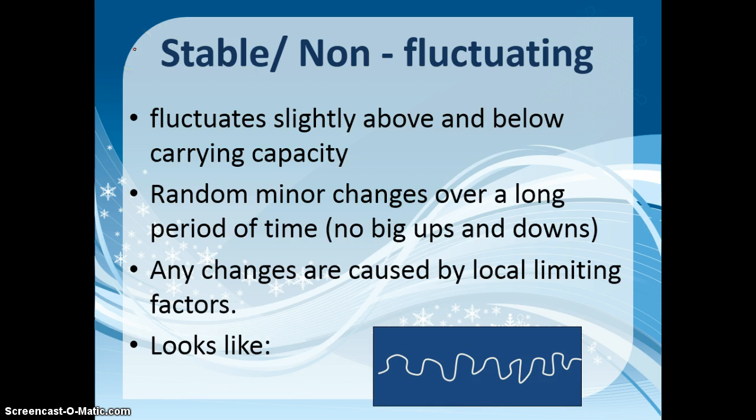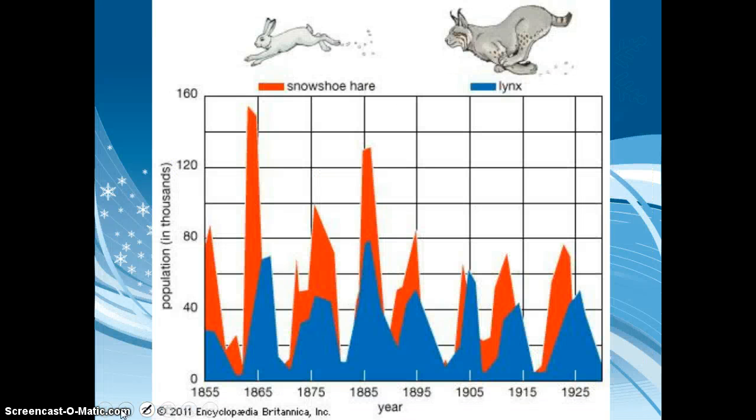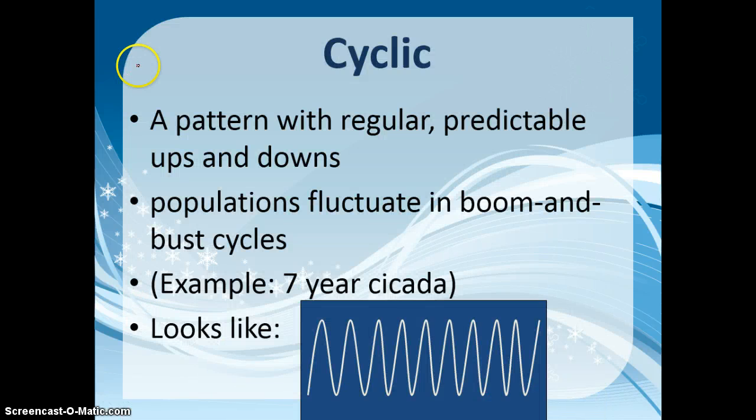So the first one is called a stable or non-fluctuating pattern, where basically you're staying very close to carrying capacity. You might be changing a little bit because of those limiting factors, but you're not changing very much. You're staying very close to carrying capacity. And a lot of times you will see this with populations of prey and predators where they kind of follow each other in this stable pattern because the prey are going to determine the amount of predators that can survive there. So we've seen this before with the snowshoe hare and the lynx. Lots of different situations follow this pattern.